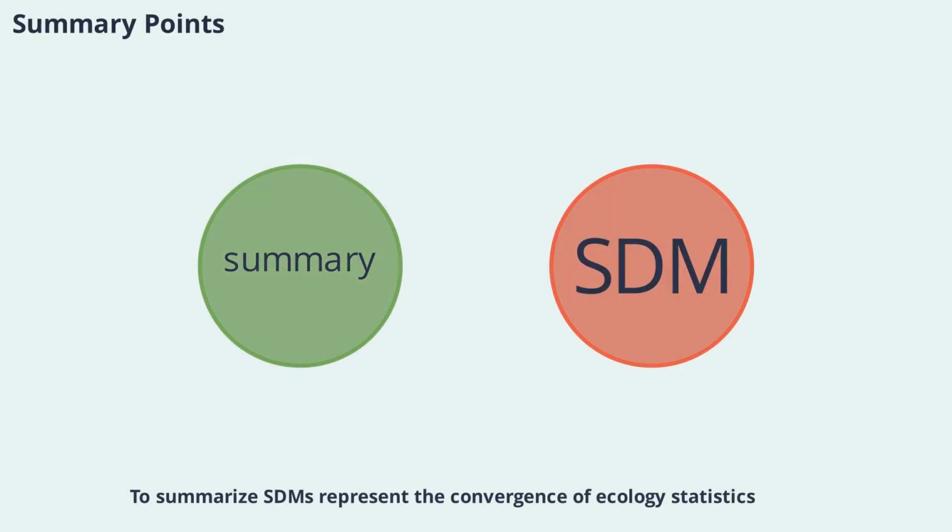To summarize, SDMs represent the convergence of ecology, statistics, and spatial data technologies. They are used across diverse environments and scales, reflecting the interplay of geographic and environmental processes. Prediction can take the form of interpolation or extrapolation, each with its own challenges. Stronger links between theory and practice, better handling of uncertainty, and advances in modeling biotic interactions are key areas for future progress. SDMs are powerful tools for understanding and managing biodiversity in a changing world.